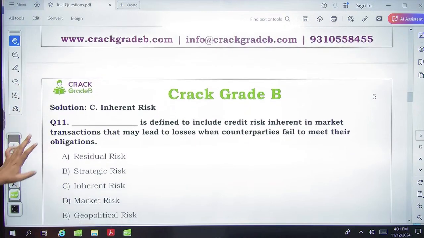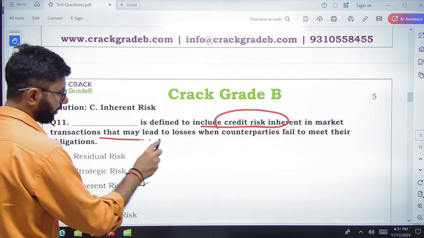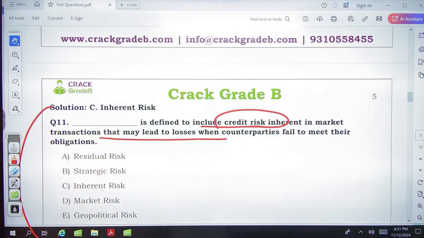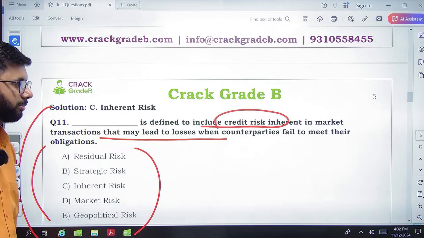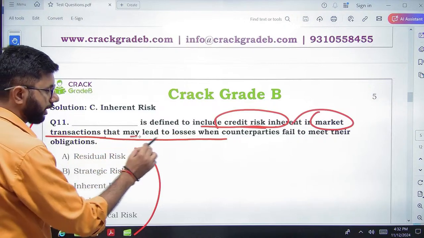Next question, dash is defined to include credit risk inherent in the market that may lead to losses when counterparties fail to meet their obligations. Which risk includes such kind of aspect? See, the answer is within the question itself. If you see clearly, you will be able to solve the question. Read the question again, then you will be able to solve this question. Which is defined to include credit risk inherent in market transactions that may lead to losses when the counterparties fail?